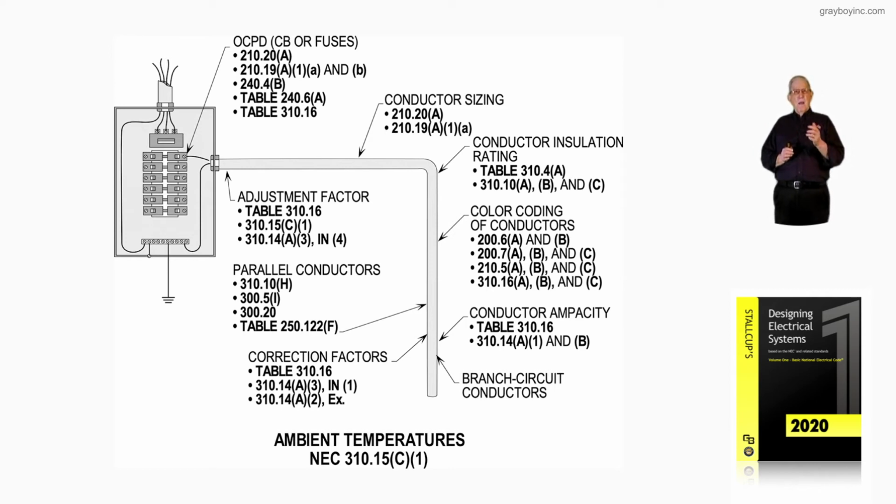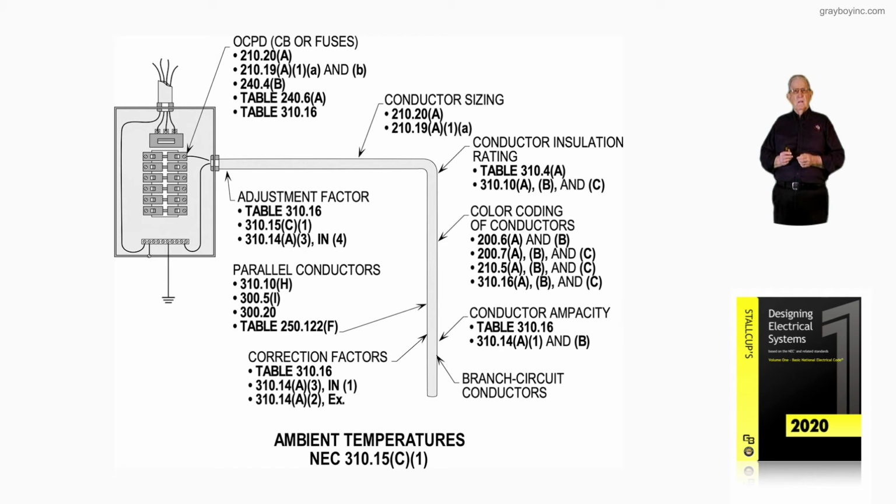Now, if you're paralleling, we're going to 310.10(G) mainly, 300.5(I), 300.20, and Table 250.122(F). Now that takes care of conductor sizing, it takes care of neutrals, it takes care of the equipment grounds in parallel, which we really went over real good in our chapters 8 and 9 of volume 1 of Stallcup's design book. Look at the correction factors.